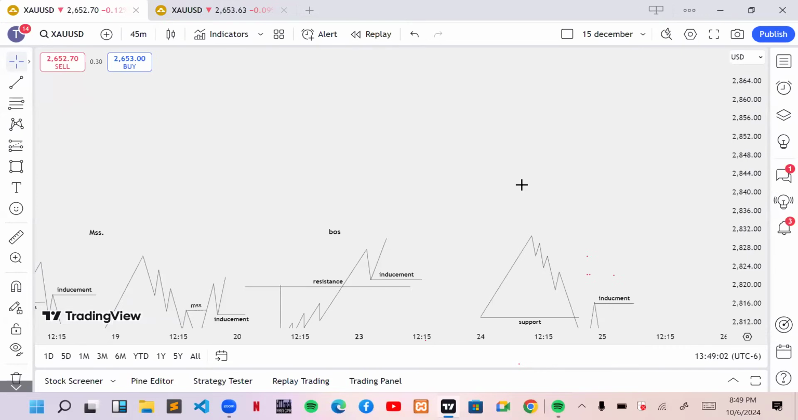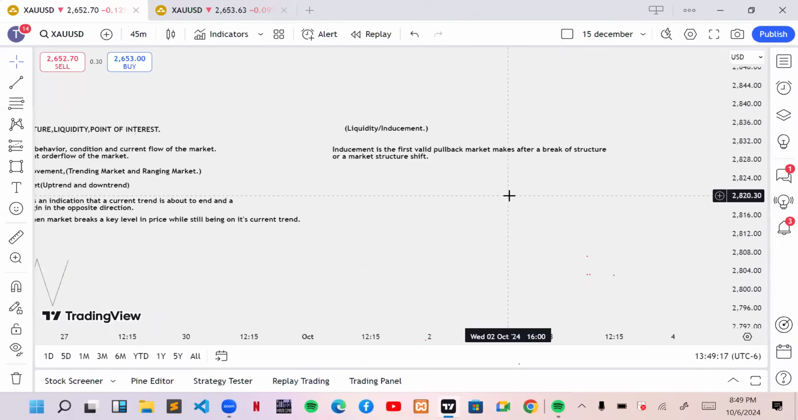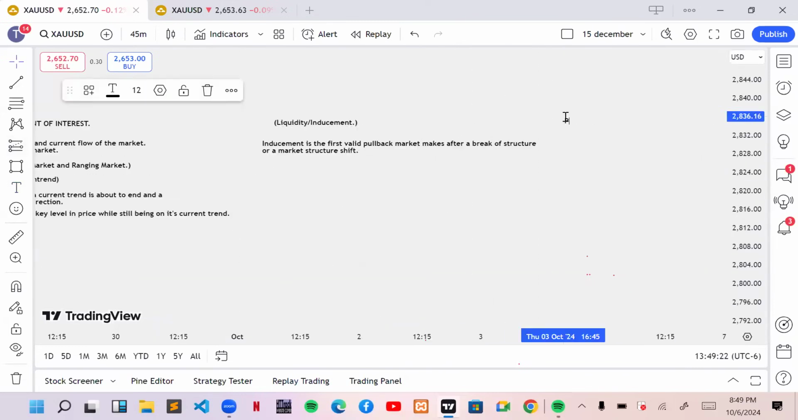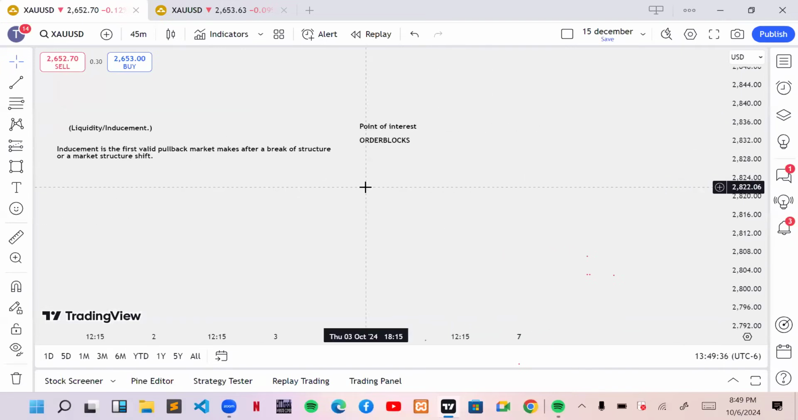So there are literally two types of order blocks. There's the bullish order block, and then there's the bearish order block. Your bullish order block is for when you're looking for buys, and your bearish order block is for when you're looking for sells. So, for point of interest, order blocks: there's the bullish order block and then there's the bearish order block.